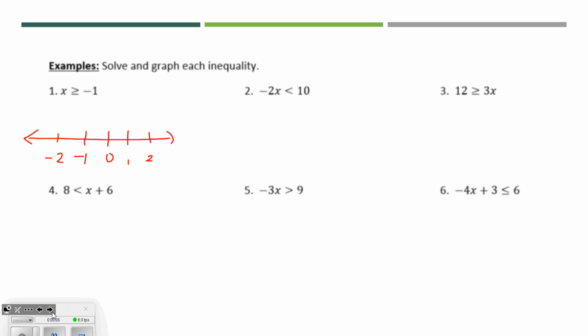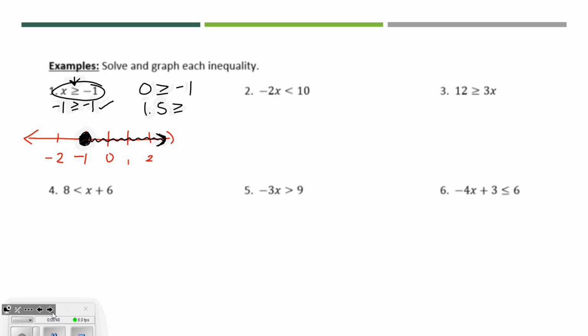This says x is greater than or equal to -1. So the numbers that are greater than or equal to are all the numbers above -1. So I would shade going to the right. Would I include the -1? Is -1 greater than or equal to -1? It is. So it should be shaded. So I don't have to do anything to solve. This is kind of like my solution already. And then this is my graph. In other words, any number that's in the shaded region is a solution. So 0 is in the shaded region. If I plug in 0, it makes that true.